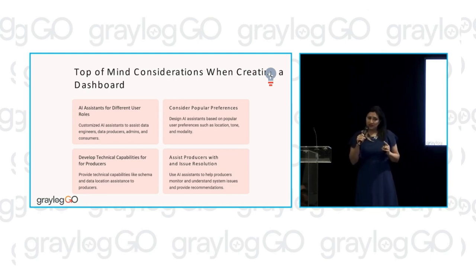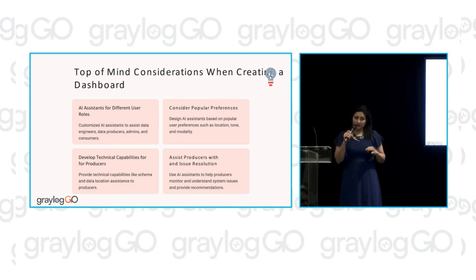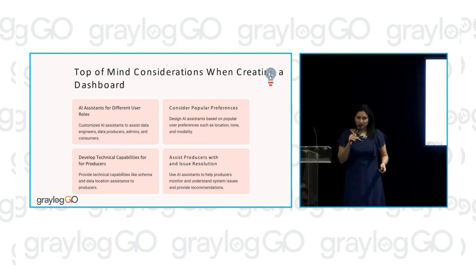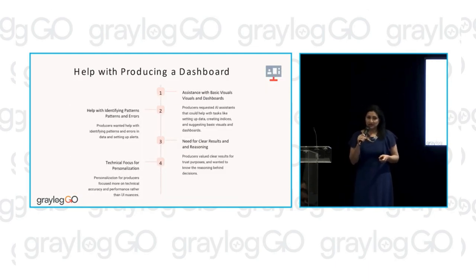Again, they would always think about their particular use case in terms of how the assistant could help them, per se. And then we saw some of the popular assistants in terms of the location, tone, modality. There was some variation there, which is why we went in with the survey, because that's statistically a little bit more robust in its findings. So I'll share that with you in a second. And then we had developers who were starting to wonder about some of the technical capabilities to set up the assistants as well. And then, of course, they wanted the assistant to resolve issues as well. So some of those were the findings for the producers.